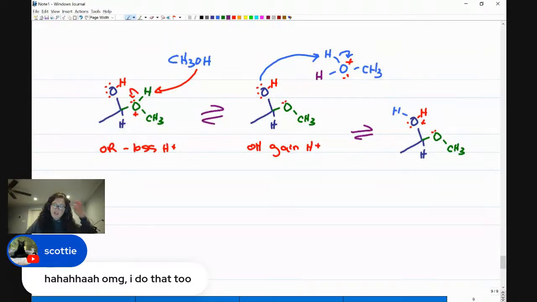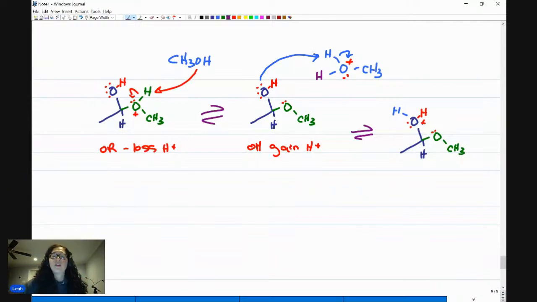Just remind yourself on the exam, double-headed arrow, like as your last step before turning in your exam, just ask yourself, did I get all the double-headed arrows that I need? And if not, go back and make them all reversible.